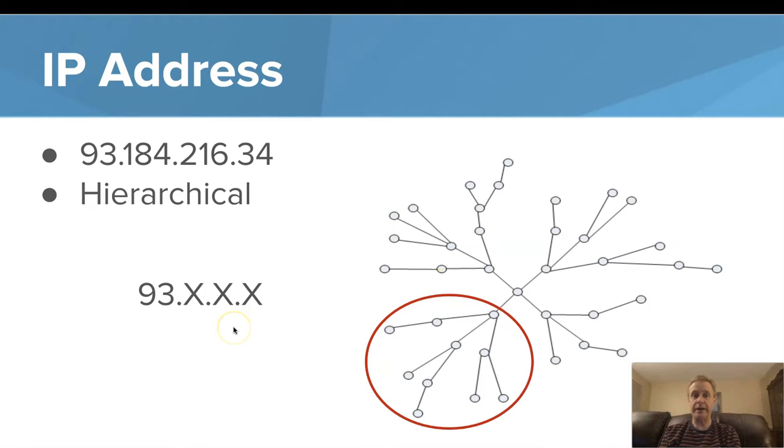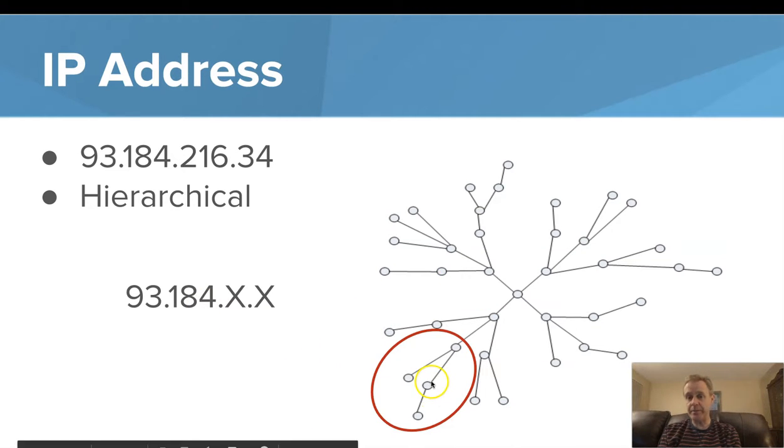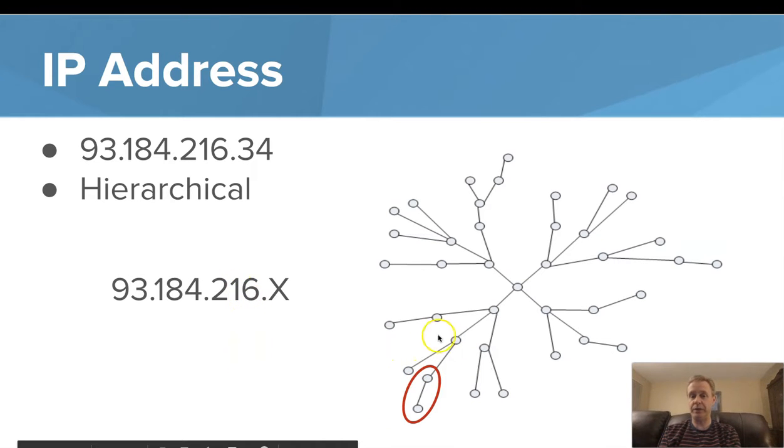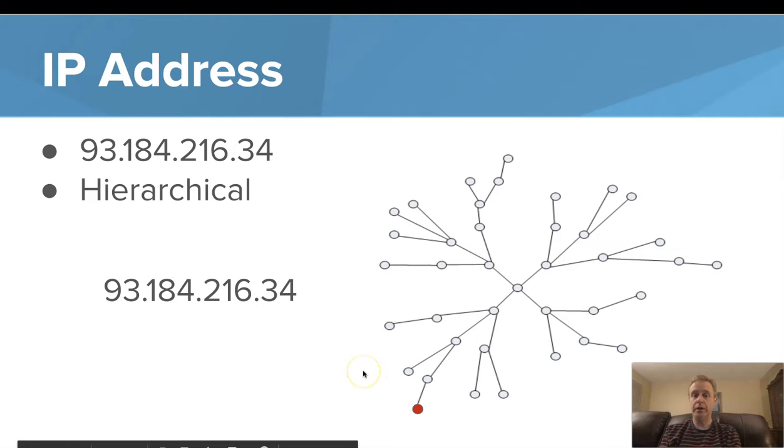And then from there, the next number, 184, that's the subnetwork, tells us that our device is located here within this bigger network. And then going down from there, the number 216 tells us that within this subnetwork, our device is located over here in this sub-subnetwork. And then within here, the 34 tells us that within that sub-subnetwork, this is exactly where that device is located, right? So this is how your basic IP address works.